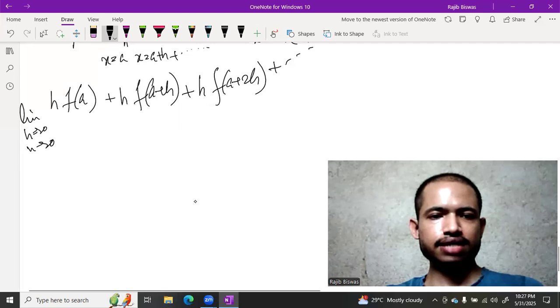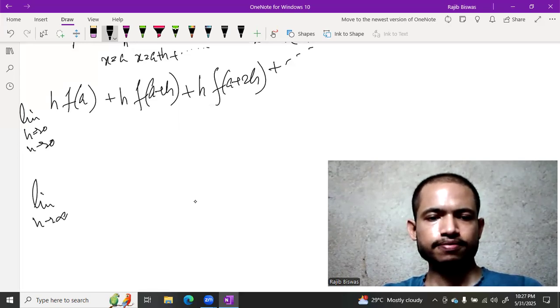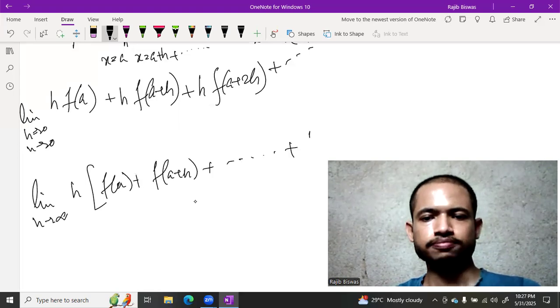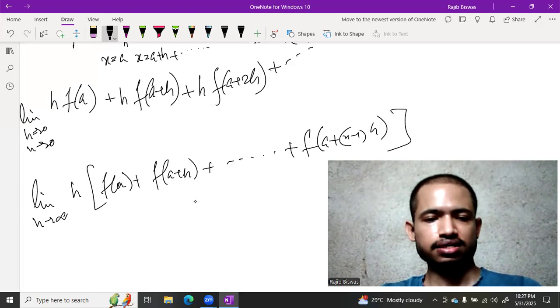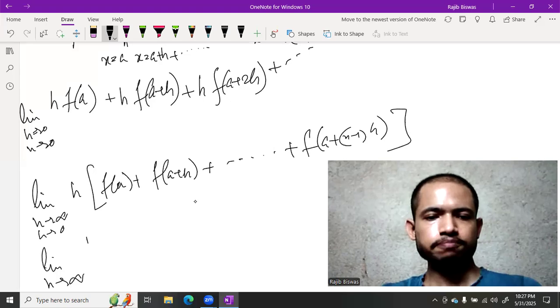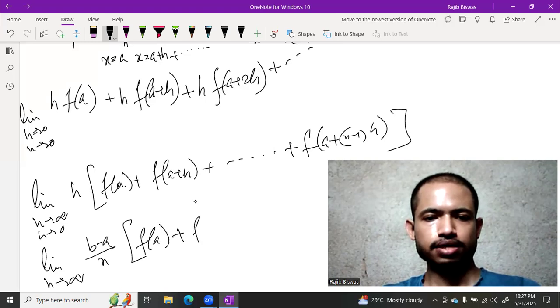Now we will take h as common from the sum of each of the terms, right? So it will be h into [f(a) plus f(a plus h) up to the last term, f(a plus (n minus 1) into h)]. Now write the value of h in terms of n. So ultimately it will be (b minus a) by n into [f(a) plus f(a plus h) plus up to the last term].